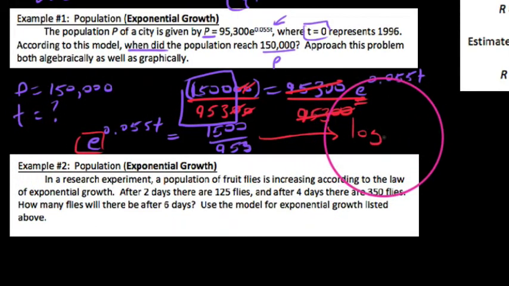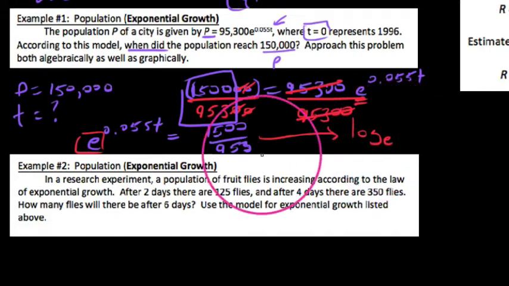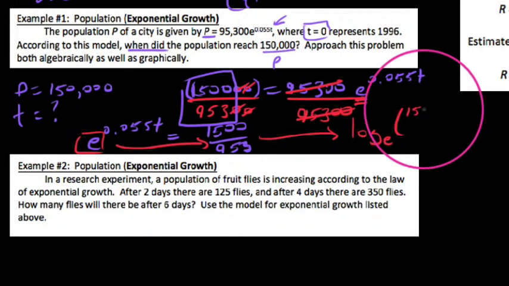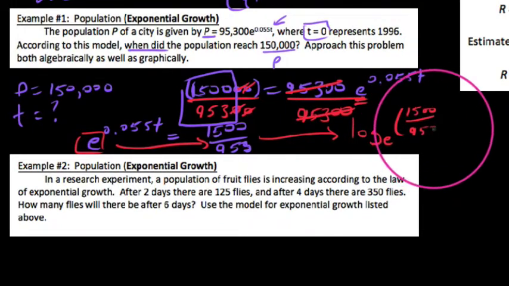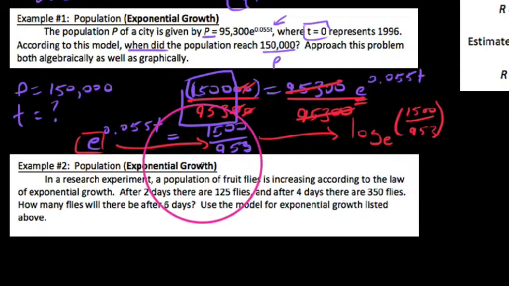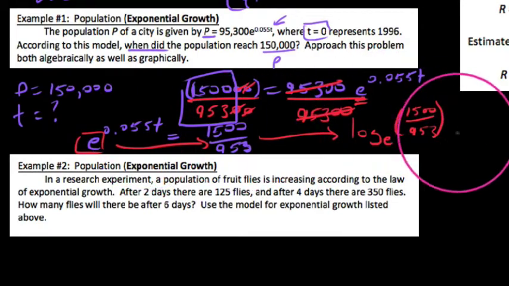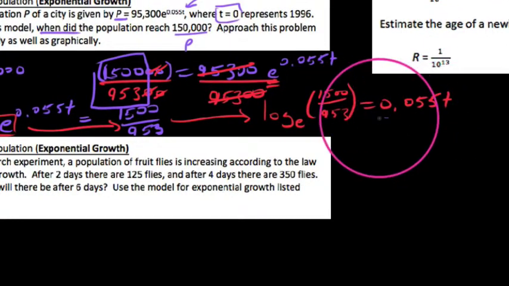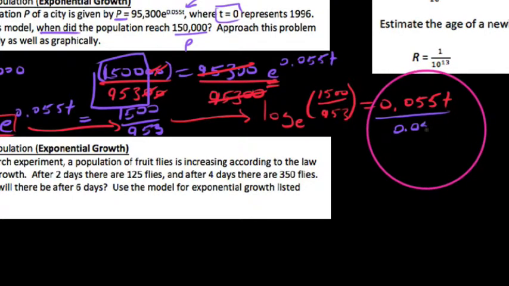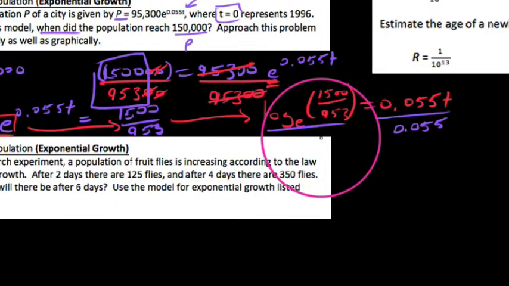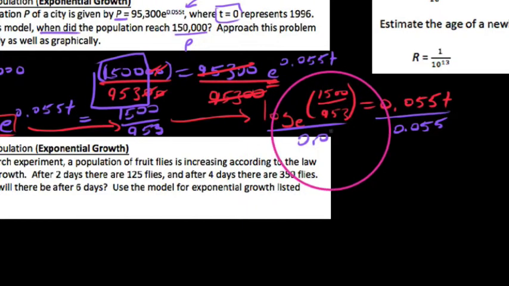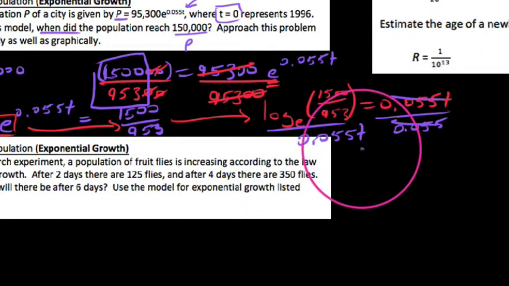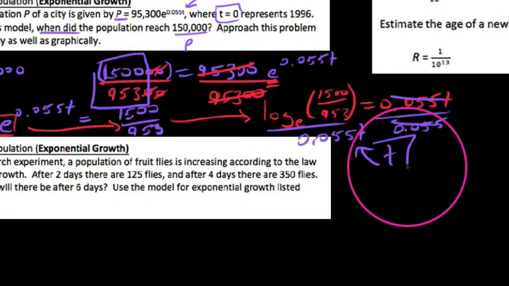So I'm going to write this in a way that you don't often see, but I'm going to say log base e of 1500 over 953. That is log base e turning into this, and we took it to the 0.055t power. So what this means now is we can actually divide both sides by this constant right here. We've got this thing back down to the ground, so 0.055t, and we say then t must equal this quantity right here. So this is our time, and this is in years.